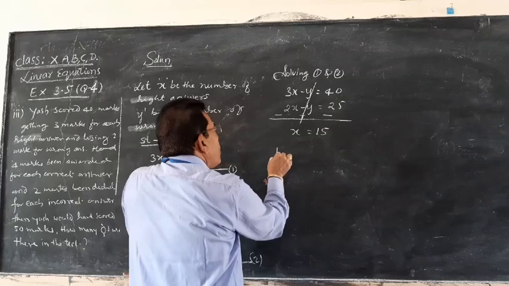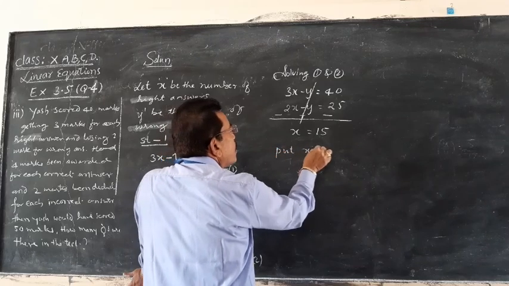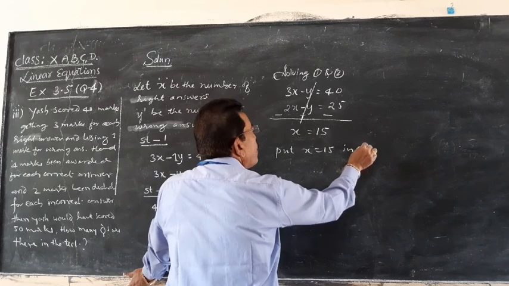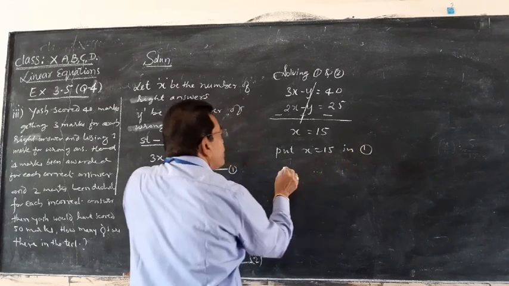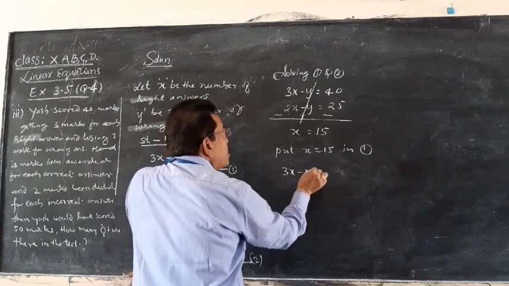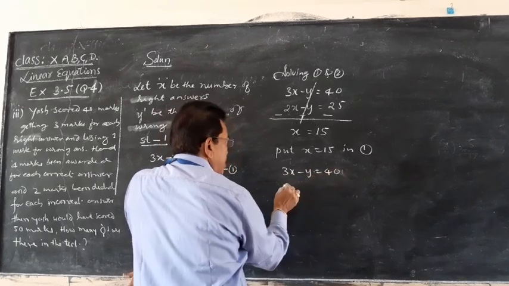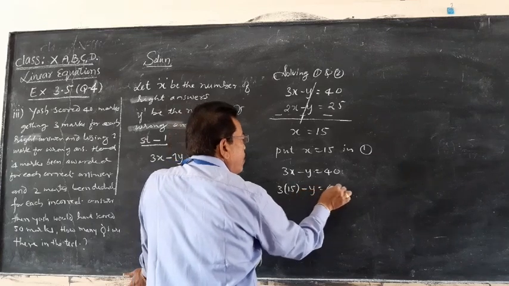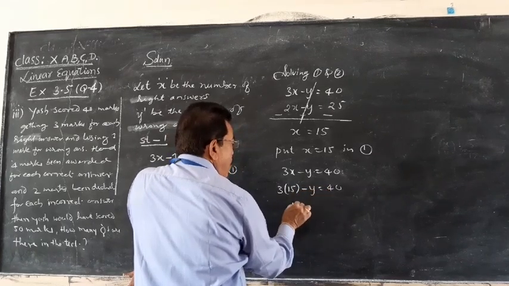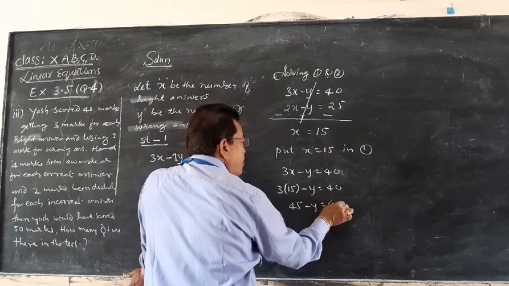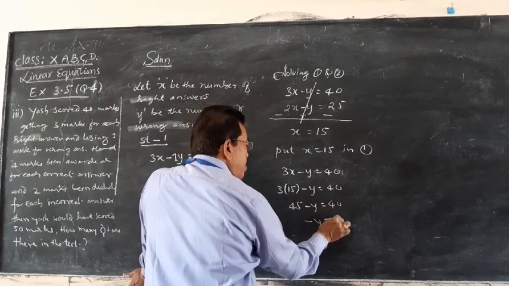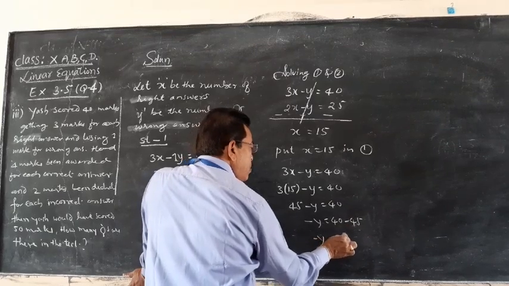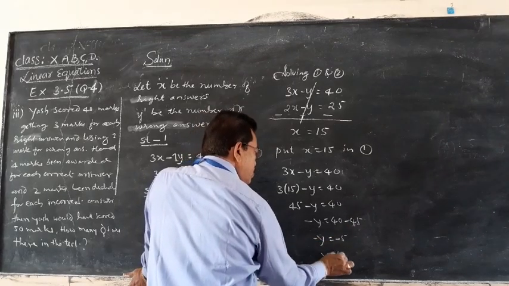Now put x equals 15 in equation 1. 3x minus y equals 40. 3 into 15 is 45, so 45 minus y equals 40. Minus y equals 40 minus 45, that is minus y equals minus 5. That is y equals 5.